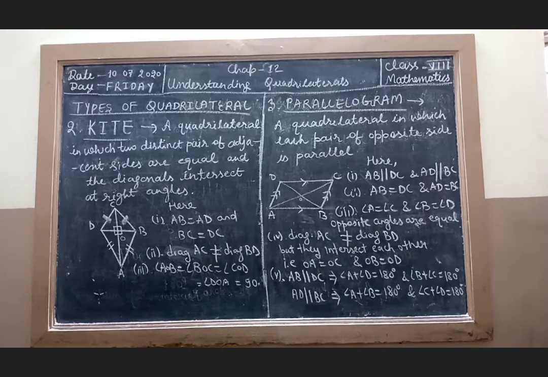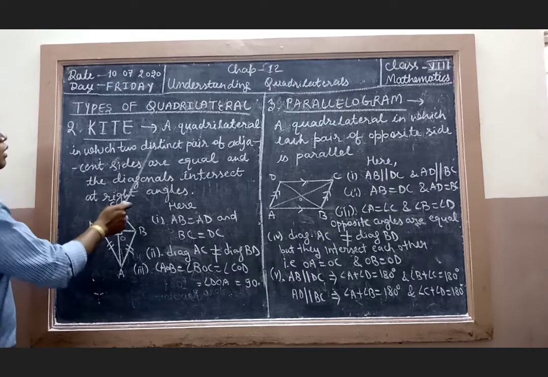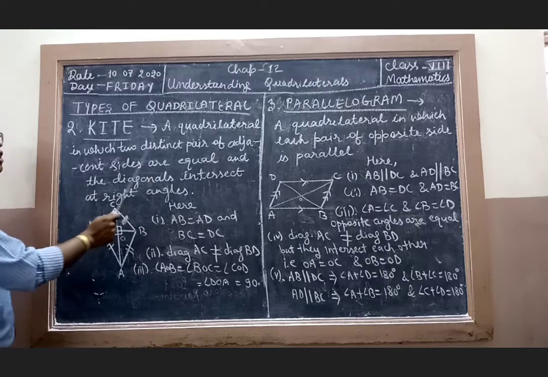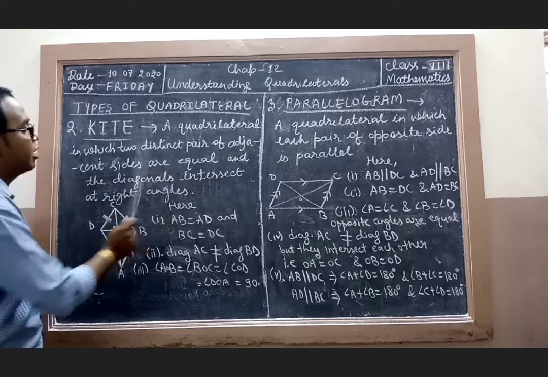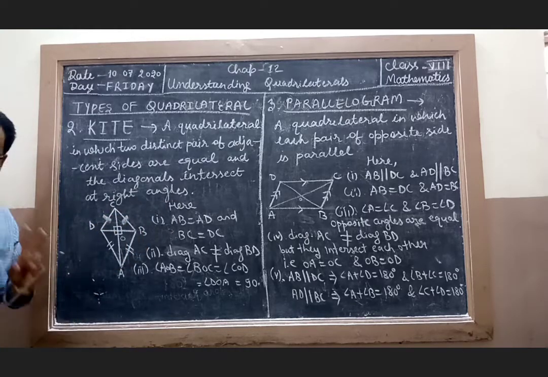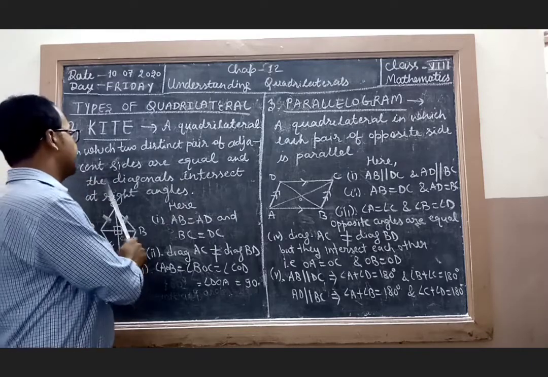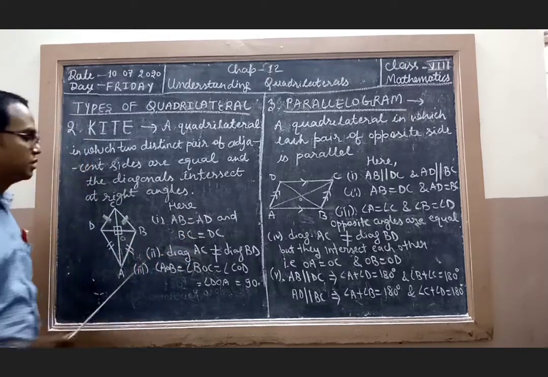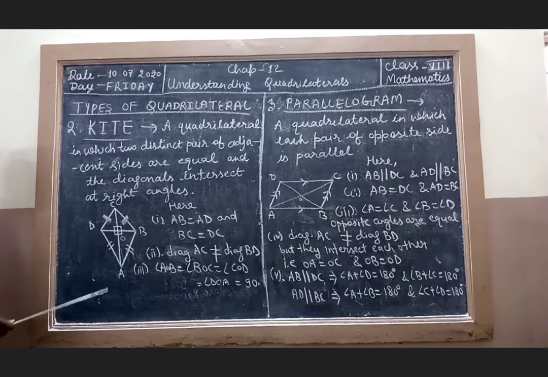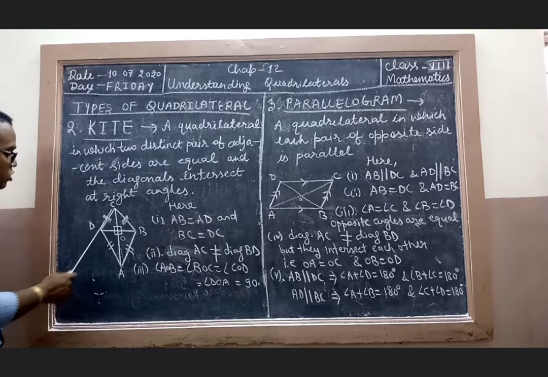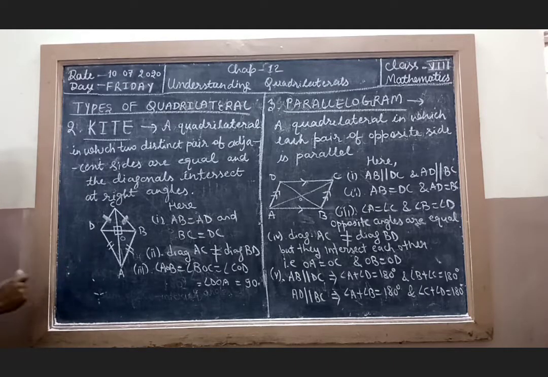Now the second definition, kite. A kite is a quadrilateral in which two distinct pairs of adjacent sides are equal, and the diagonals intersect at right angles. So this is your kite. ABCD is a kite.